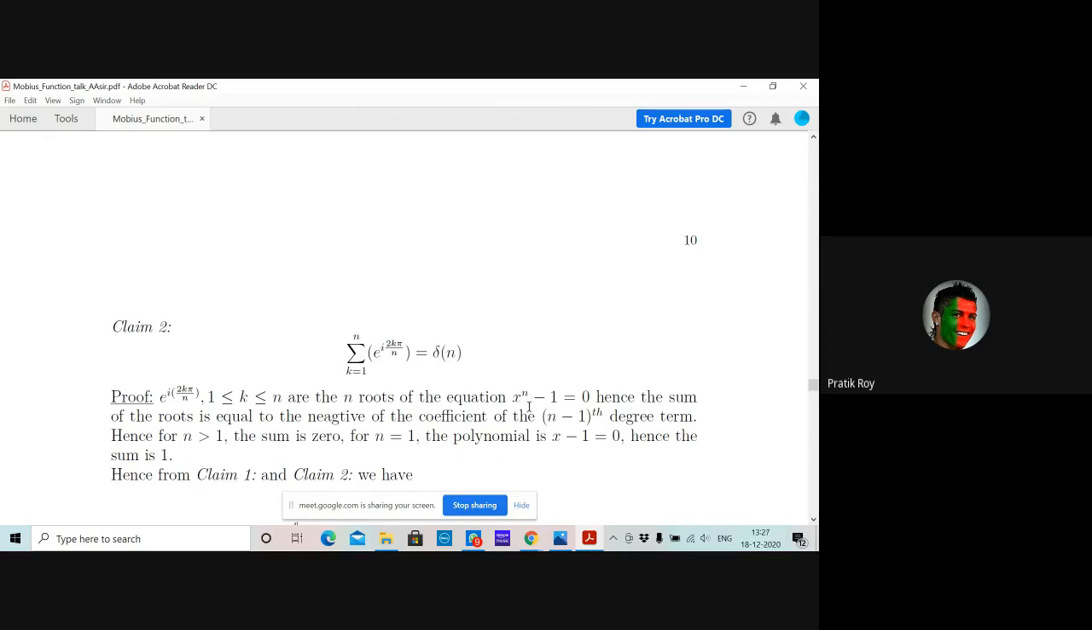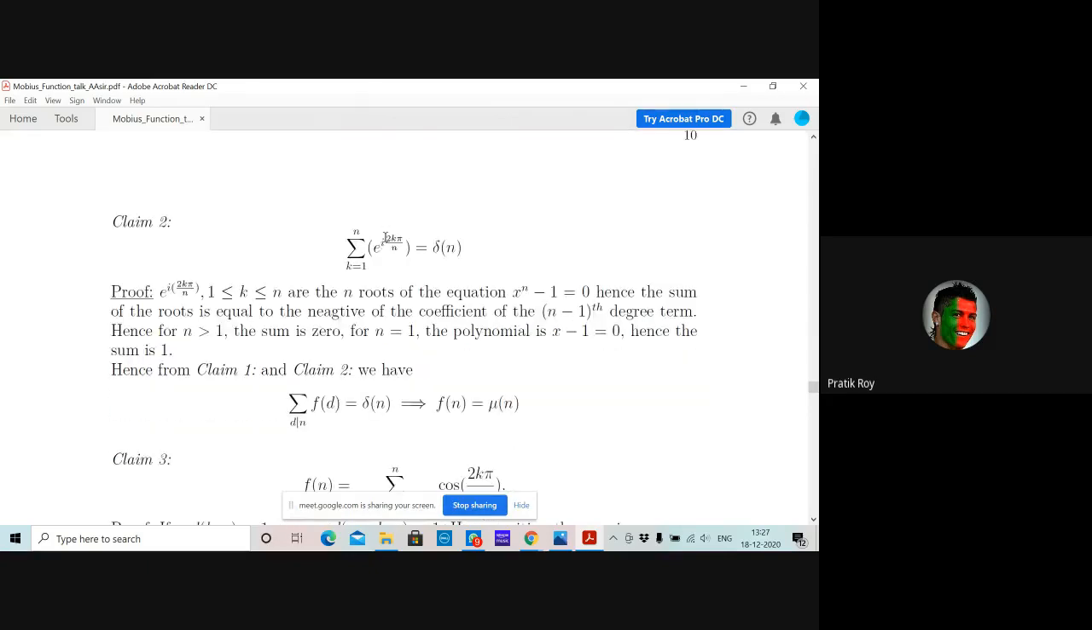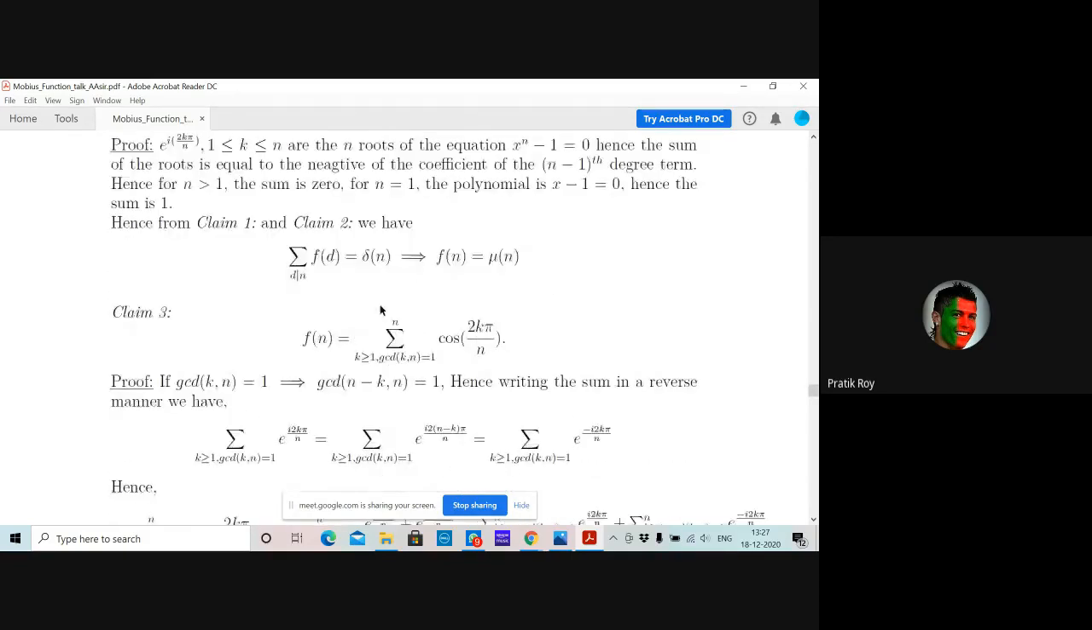Now if n equals 1, then the polynomial turns out to be x minus 1, and here the second largest term is the constant term, which has a coefficient of minus 1. So the sum of the roots will be minus of this coefficient, that is minus of minus 1, that is 1. So we see that the sum of all the roots, that is e to the power 2k pi i by n, k equals 1 to n, the nth roots of unity, is just what delta n is defined as. That is, it is 1 for n equals 1, and it is 0 for n greater than 1. So we have claim 2 here.